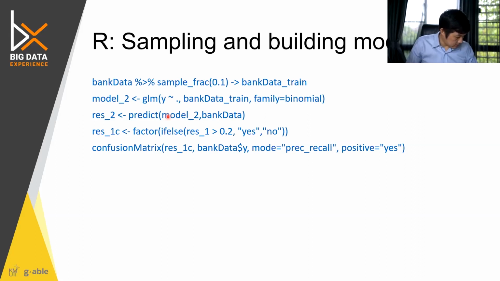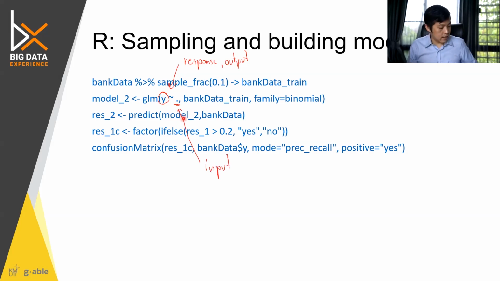This side is the response you want to predict, or the output you want to predict, and the right hand side is the input, right? You can specify it like job, right? If you write y tilde job, that means you create the model with just one variable. So you use job to predict y. If you write job plus age, then it means you use two variables.